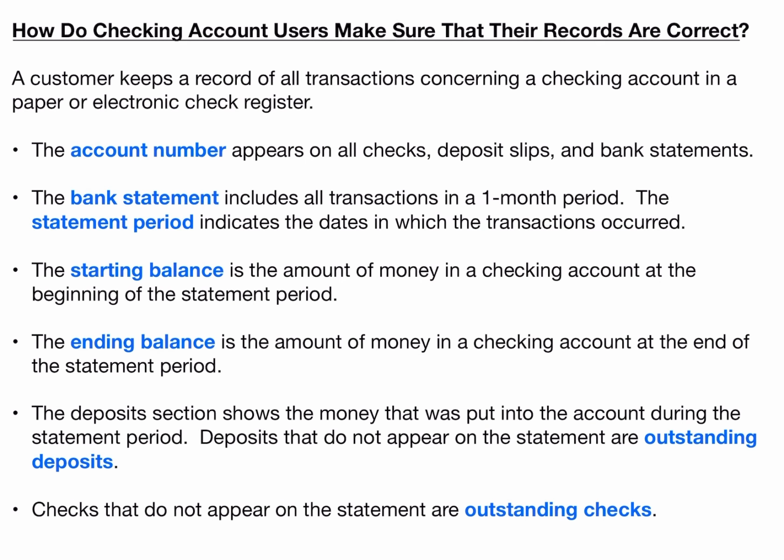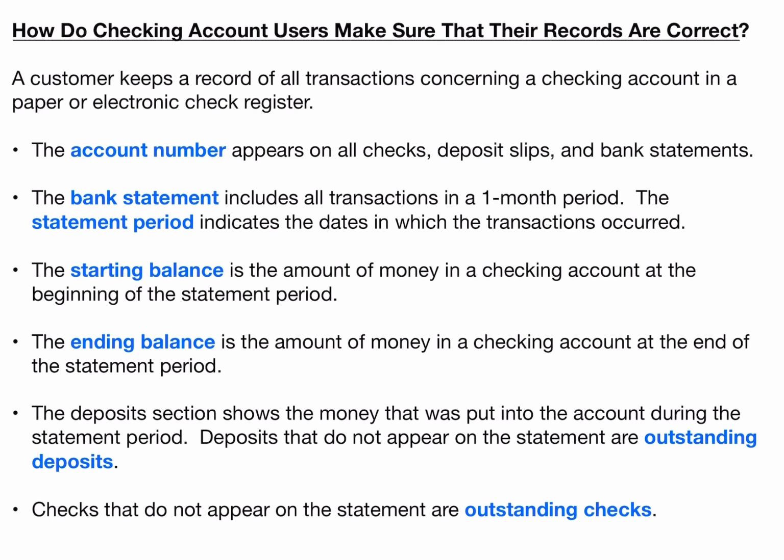All right, so how do checking account users make sure that their records are correct? Okay, a customer keeps a record of all transactions concerning a checking account in a paper or electronic check register. So the process of making sure that your records are correct is called reconciling your account.